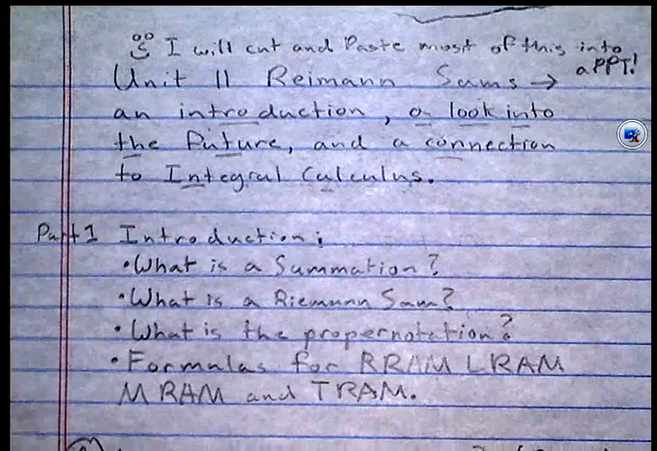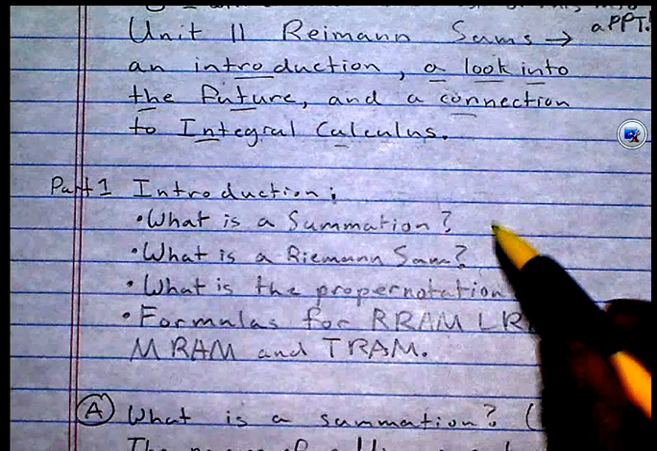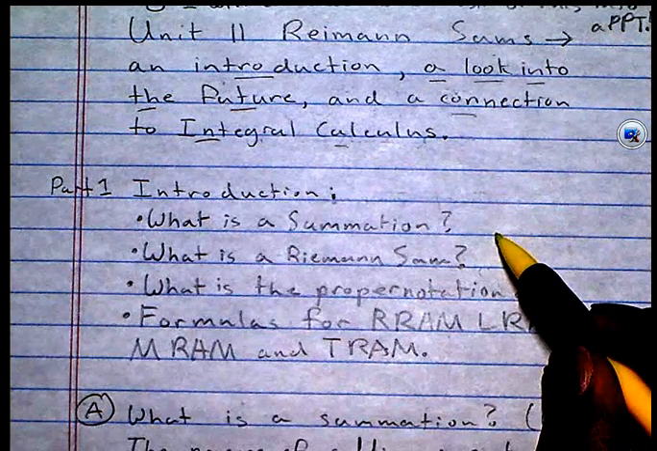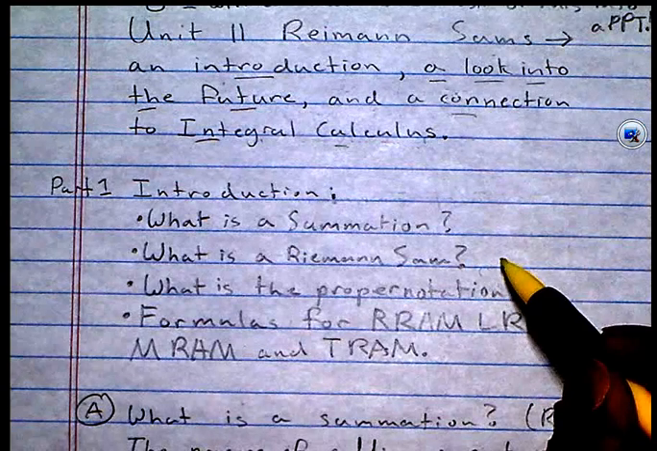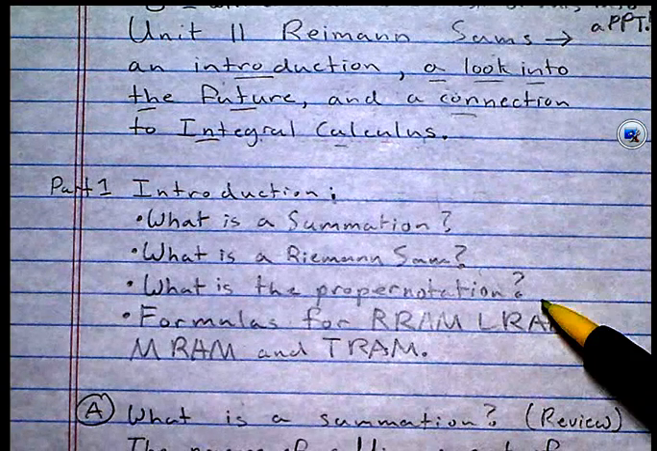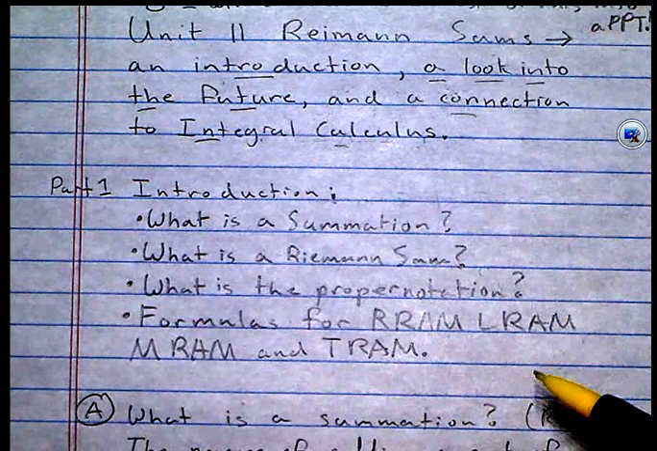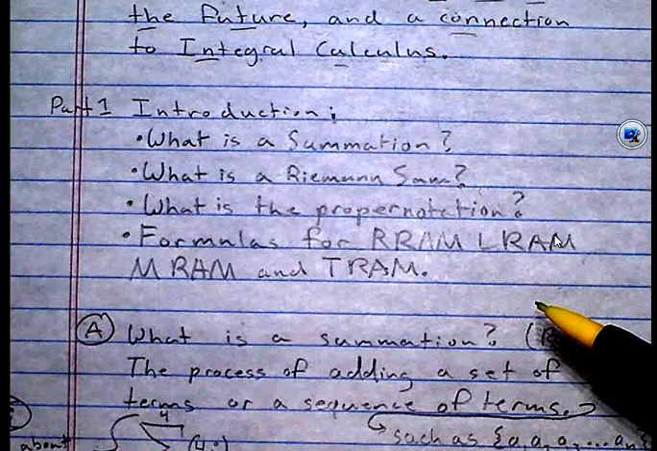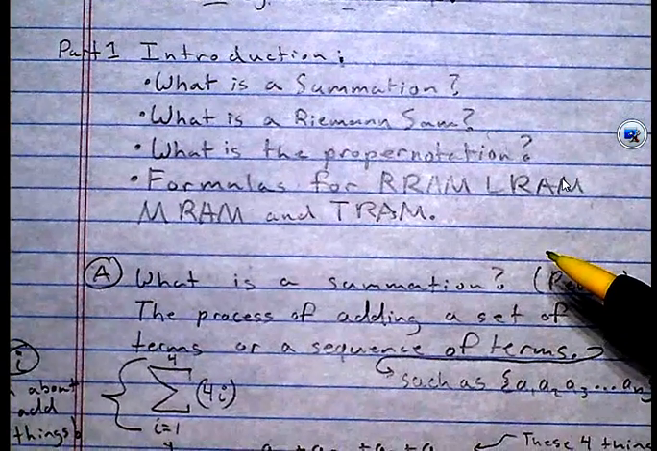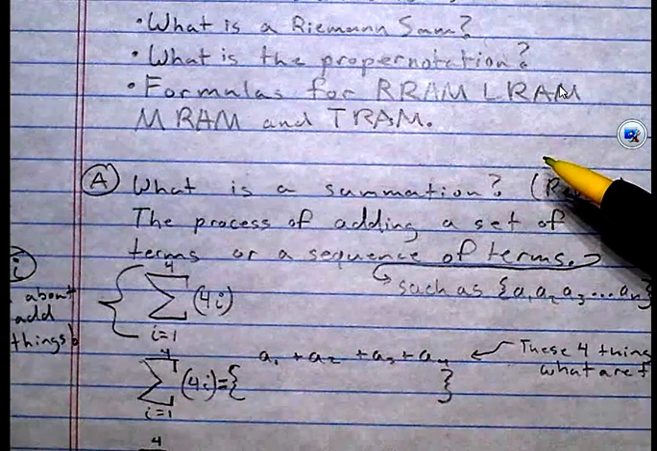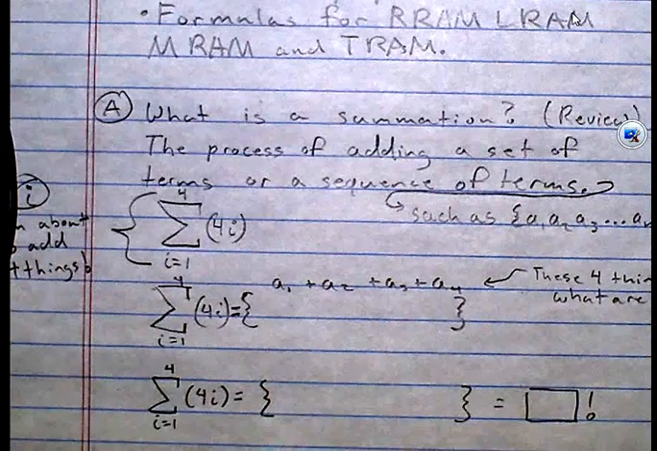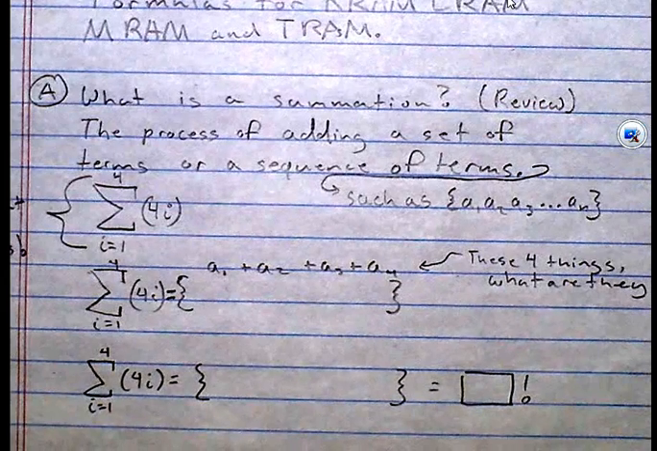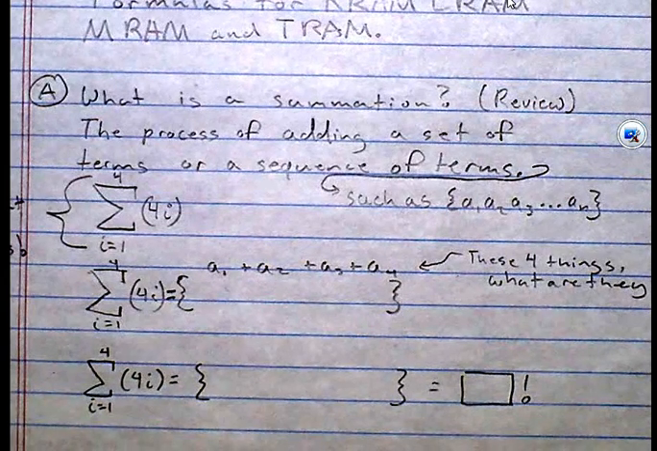All right, so we're going to start by doing these 4 points. What is a summation? What is a Riemann sum? What is proper notation for a Riemann sum? And the different formulas, RRAM, LRAM, MRAM, and TRAM. Okay, we've already done this in class, but it's going to help you to see it again.